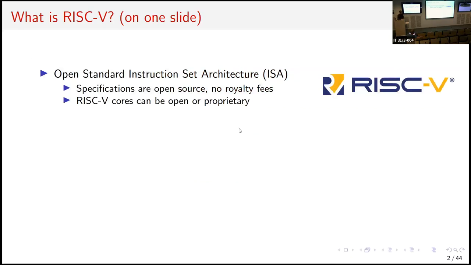So what is RISC-V on one slide, just to get started and to set the scene? RISC-V is an open standard instruction set architecture. They try not to say that they are open source. What is open are the specifications. The specifications are hosted in a GitHub repository, and they are open. You can just download them.